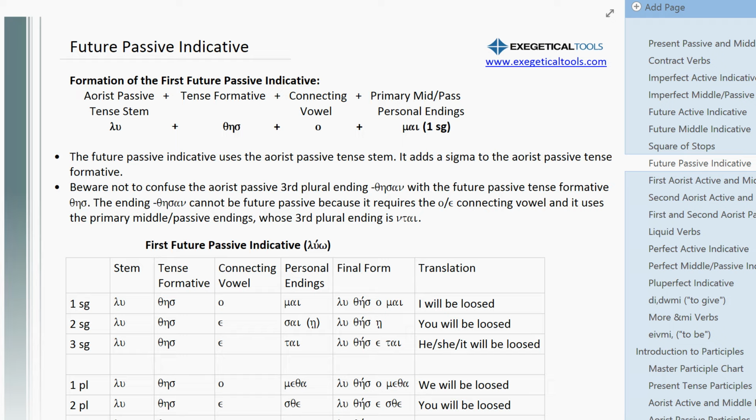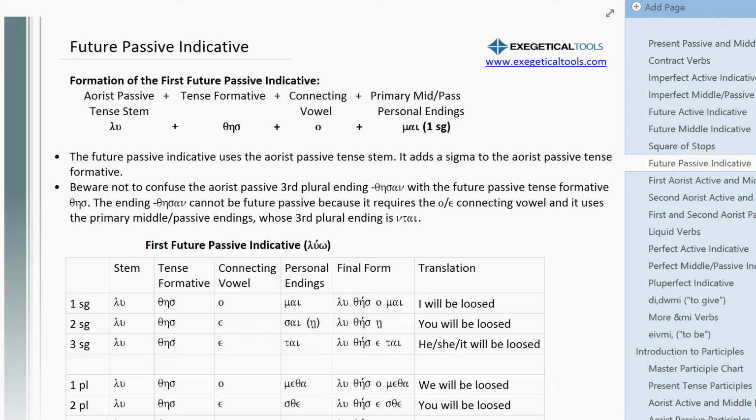So the future passive indicative, obviously the translation is just going to be something like "I will be loosed" or "he will be loosed." That's what we're talking about. And again, the future tense stem has likely no aspect to it. It just simply refers to future time.